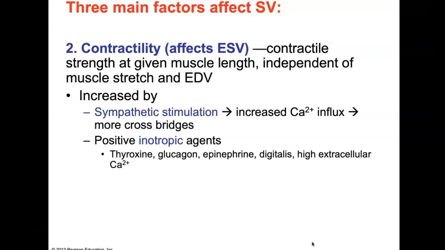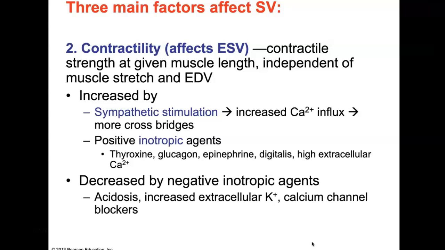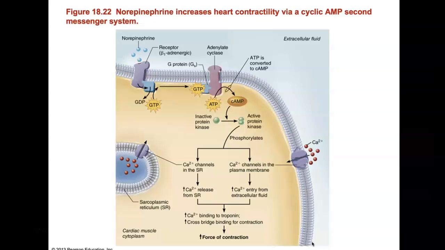As noted, sympathetic fibers serve not only the intrinsic conduction system, but also the entire heart. One effect of norepinephrine or epinephrine binding is to initiate the cyclic AMP, the secondary messenger system that increases calcium entry, which in turn promotes more cross-bridge binding and also enhances ventricular contractility.